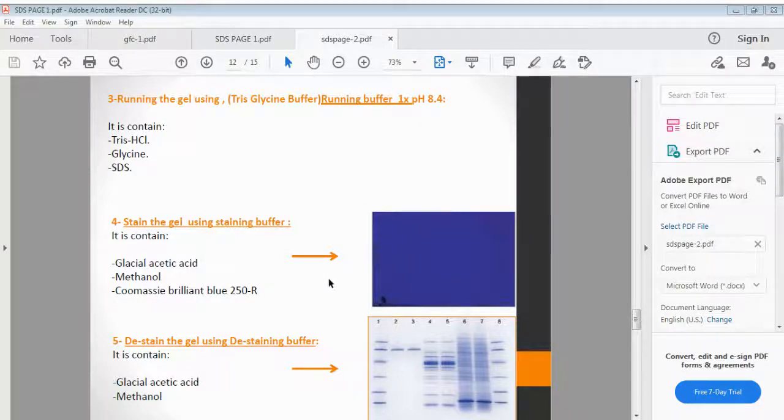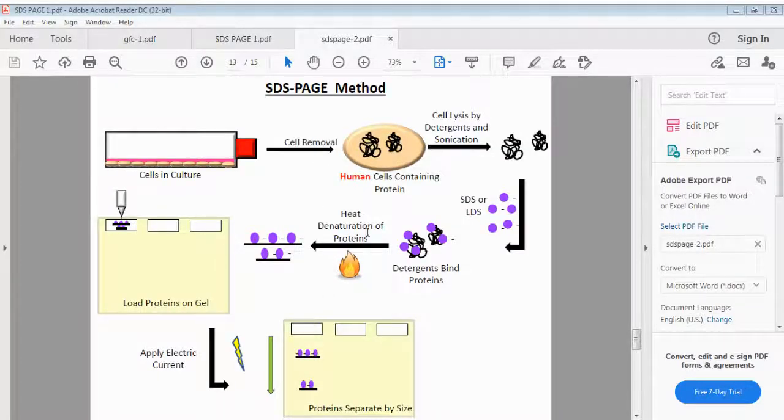Now the staining will be done by using staining solution and destaining solution. First, after the separation of the protein, the entire gel is immersed in the staining solution containing glacial acetic acid, methanol, and CBB at a particular ratio. The staining is done for 1 hour, and then the destaining will be done. The destaining solution will contain glacial acetic acid and methanol, but the CBB will not be present. Destaining will be done for 24 hours. So the dye which is not bound to the protein will be removed. Only the dye bound to the protein will be visible. So this is how it is done.